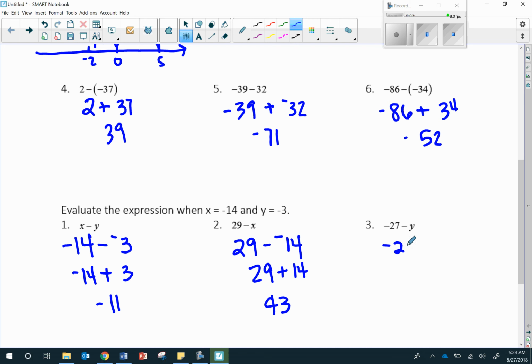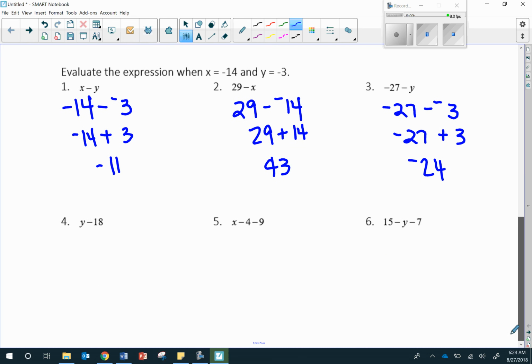Here we have negative 27 minus a negative 3, negative 27 plus the opposite, which is 3, to give us negative 24. Negative 3 minus 18, negative 3 plus negative 18 gives us negative 21.